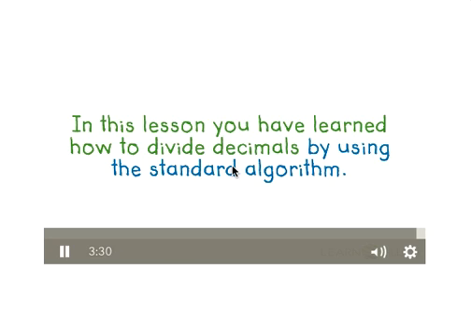In this lesson, you have learned how to divide decimals by using the standard algorithm.